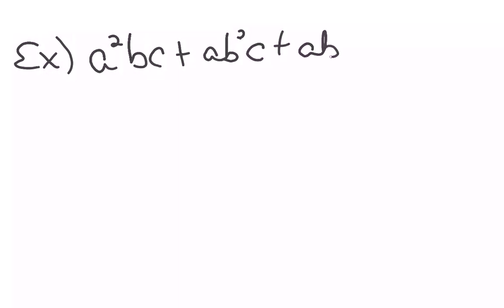Next example. We want to factor again a squared bc plus ab squared c plus abc squared. All right, there's no coefficients, so we just look at each individual variable that's in here. So we're going to look at our a's, we're going to look at our b's, and we're going to look at our c's. And again, we're looking for the biggest thing we can pull out of there that's common.